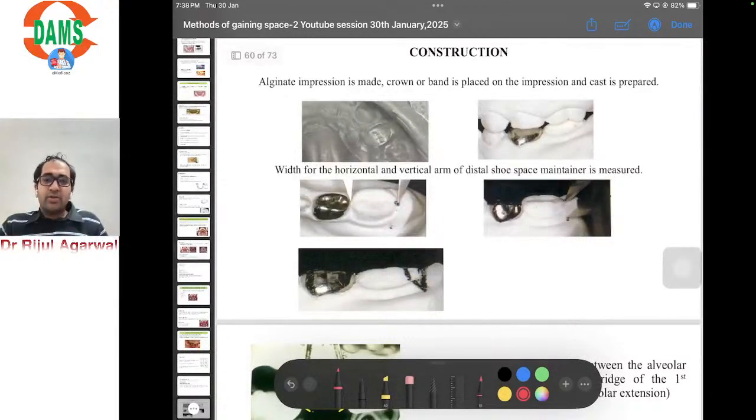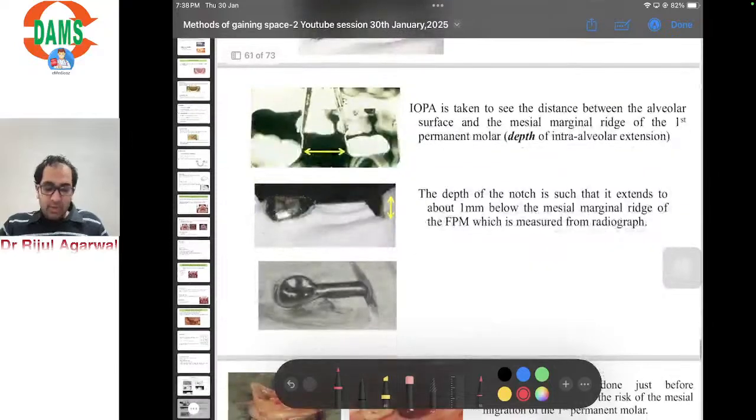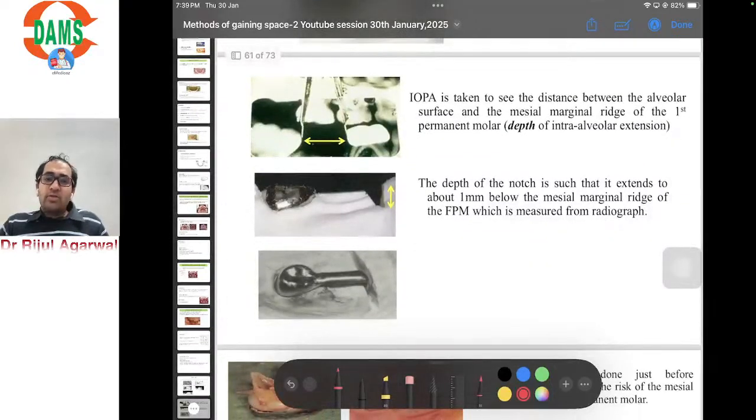So we're going to discuss a bit about its construction as well. An impression is made and a crown or band is placed. On the impression, a cast is prepared. The width of the horizontal and vertical arm of the distal shoe is measured. Now the IOPA is taken to see the distance between the alveolar surface and the mesial marginal ridge of the first permanent molar, so as to determine the depth of the intra-alveolar extension.